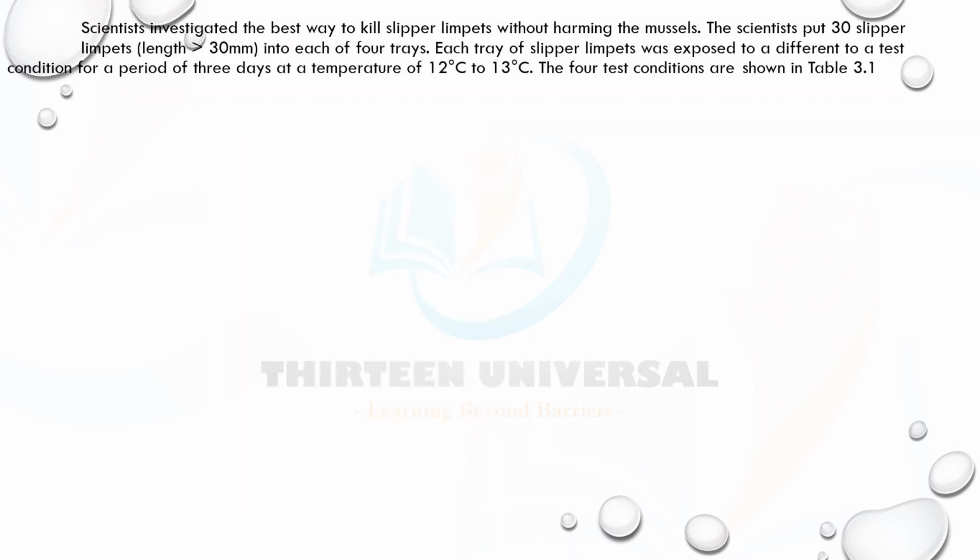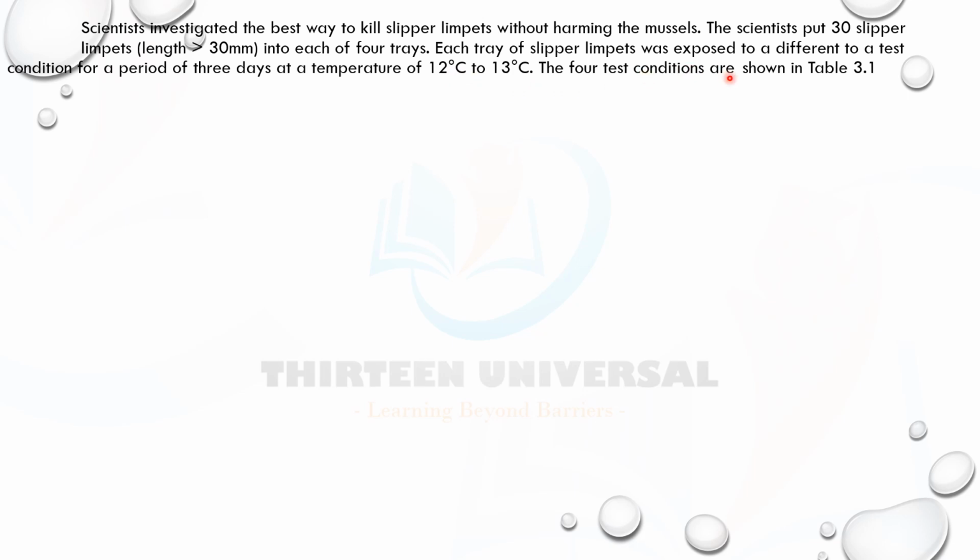How does it look? Okay, let's continue. Scientists investigated the best way to kill slipper limpets because it's an alien species. They want to remove it without harming the mussel. This is what we want. We want to take out this guy. The scientists put 30 slipper limpets of length greater than 30 millimeters into each of the four trays. Each tray of slipper limpets was exposed to a different test condition for a period of 3 days at a temperature of 12 degrees Celsius to 13 degrees Celsius.